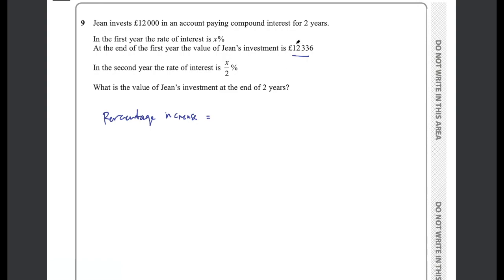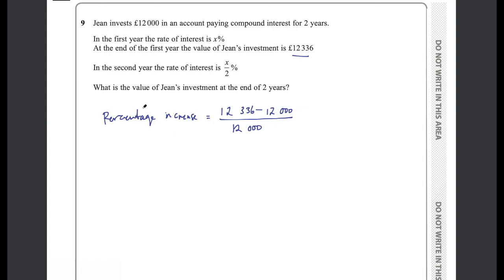This is where you take the difference between the two amounts. So we'll do 12,336 take 12,000. You don't really need to write that down. You can see that that's 336, but this is just to make it clear how we're getting this answer. So you take that difference and then divide it by the original amount. And that's how you're finding a percentage increase.